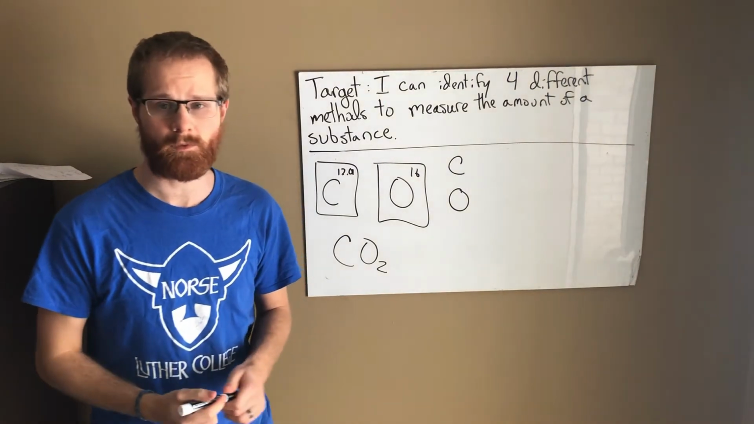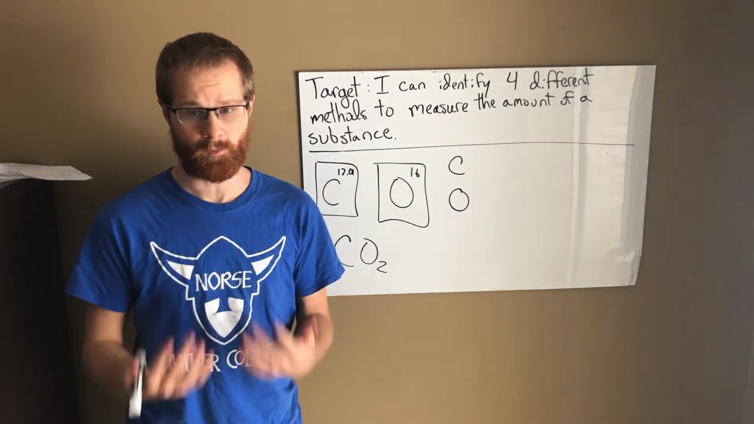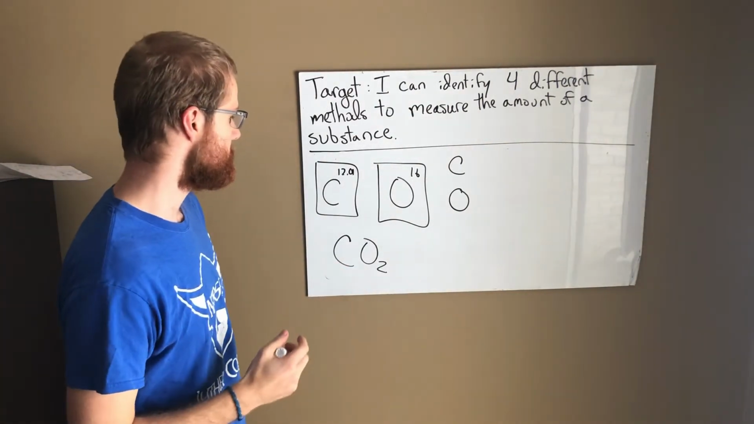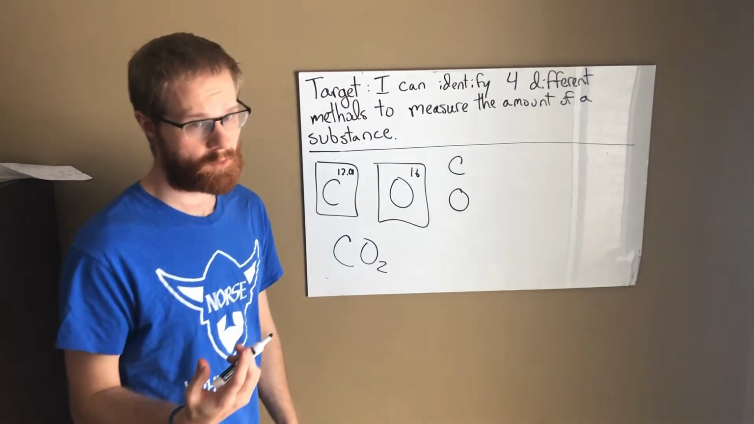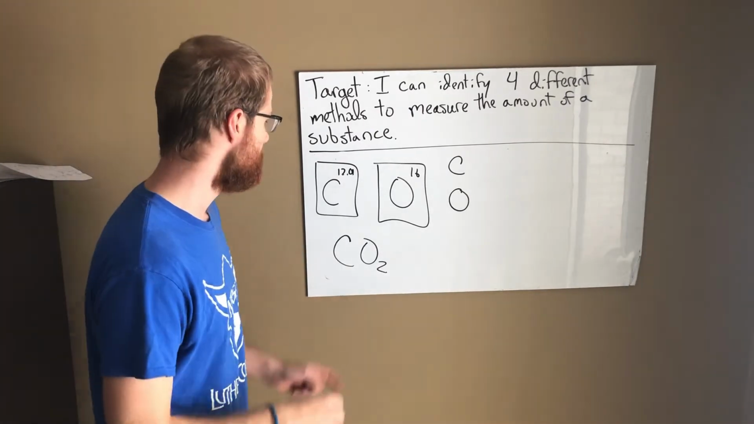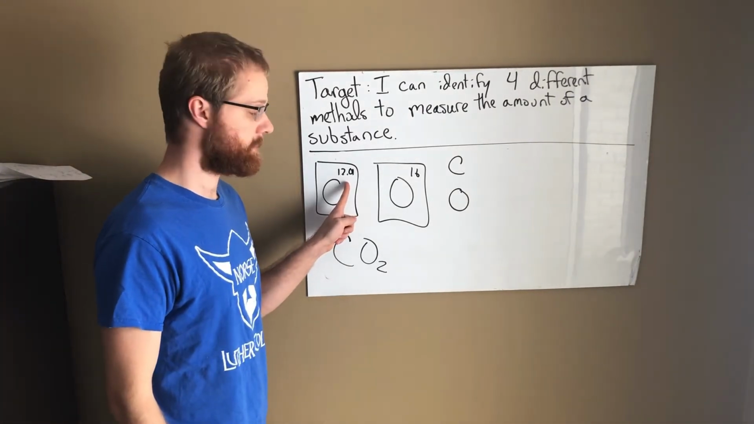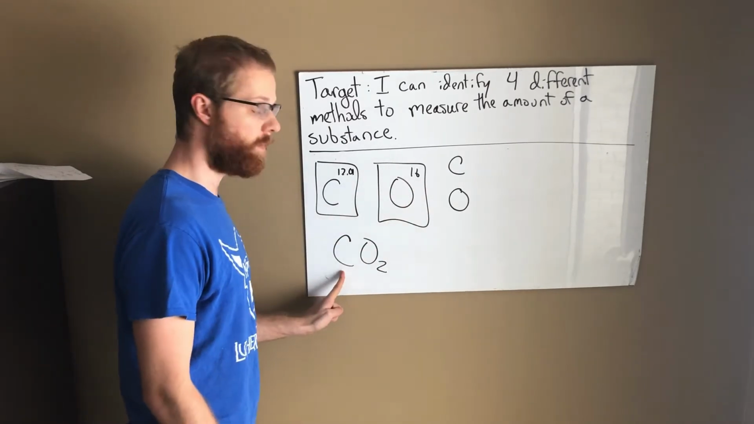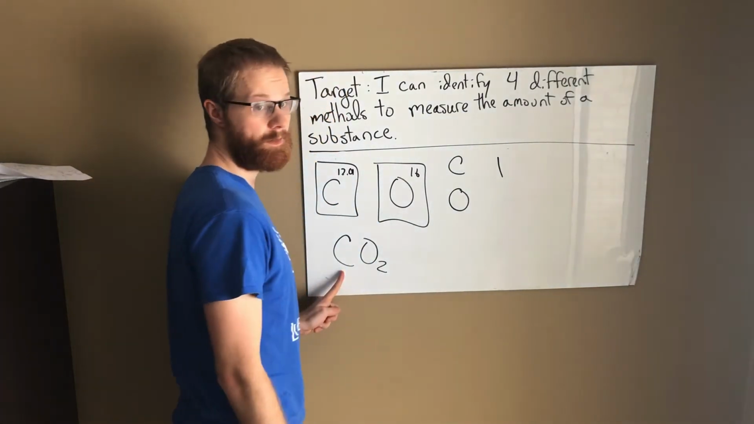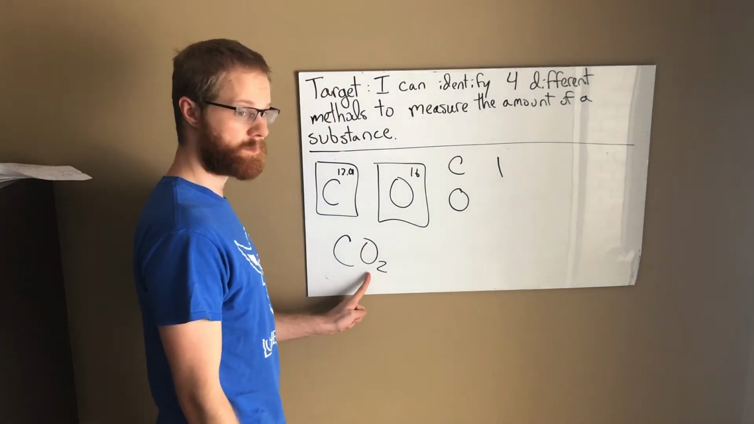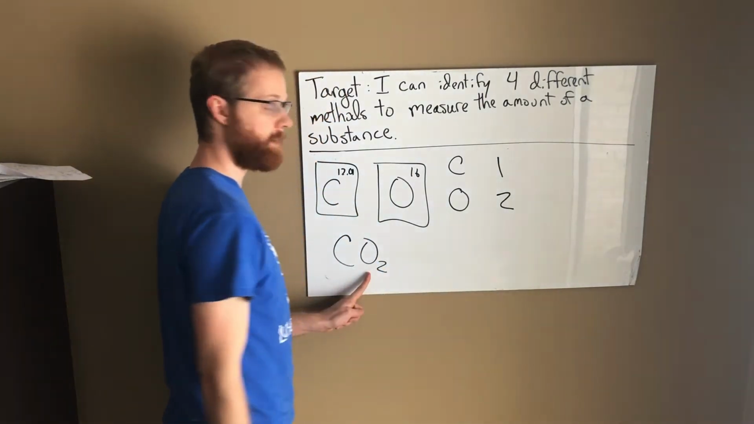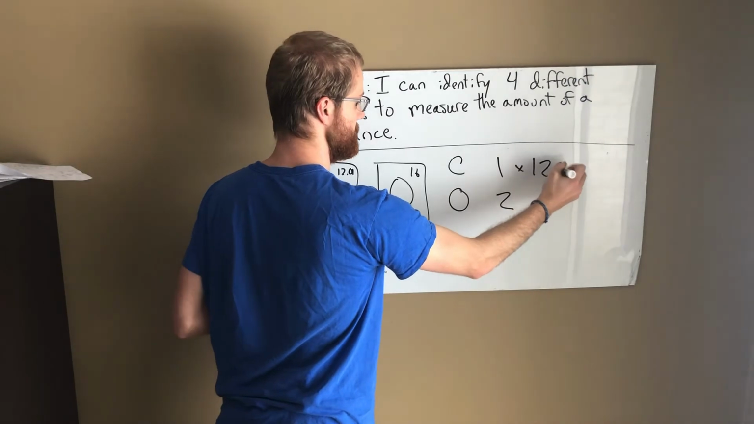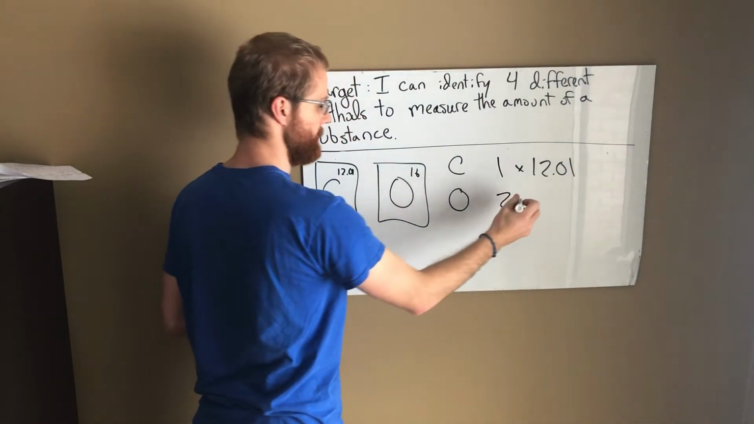All right, let's go over carbon dioxide and see if we can calculate the molar mass of carbon dioxide. First things first, we need to use our periodic table to find the molar masses of carbon and oxygen. Carbon has a molar mass of 12.01 and oxygen has a molar mass of 16. There is one carbon atom in carbon dioxide and there are two oxygen atoms in carbon dioxide.